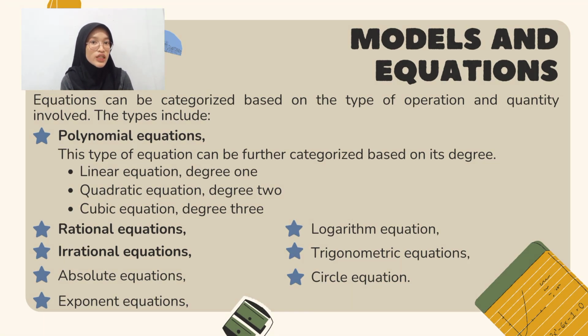Equation can be categorized based on the type of operation and quantity involved. The types include: 1. Polynomial equation. Polynomial equation can be further categorized based on its degree: linear equation, degree 1, quadratic equation, degree 2, cubic equation, degree 3.